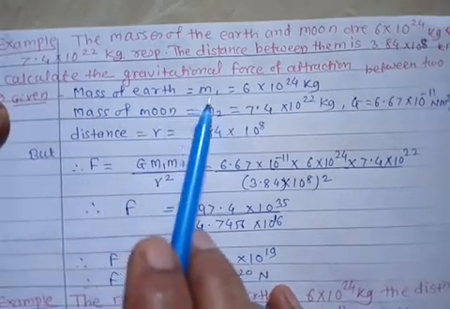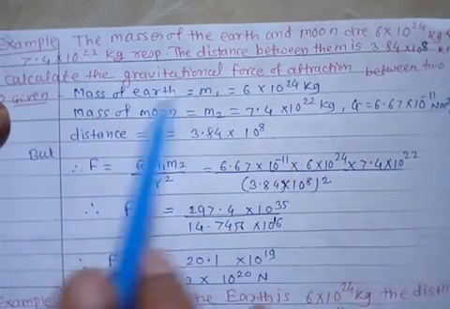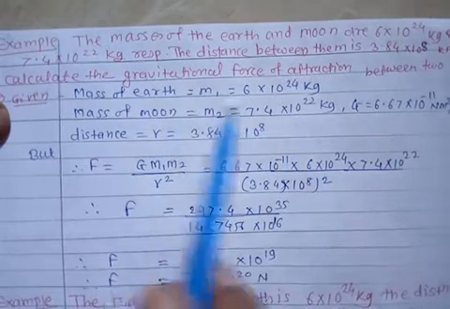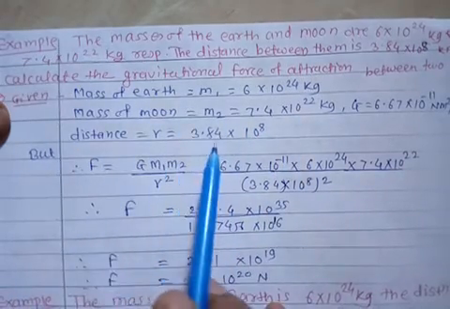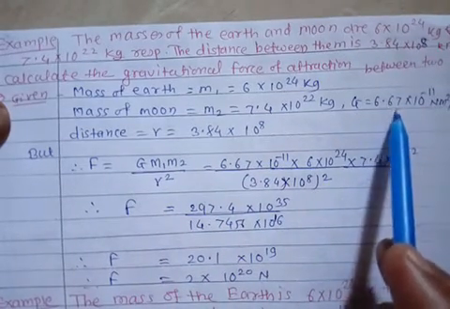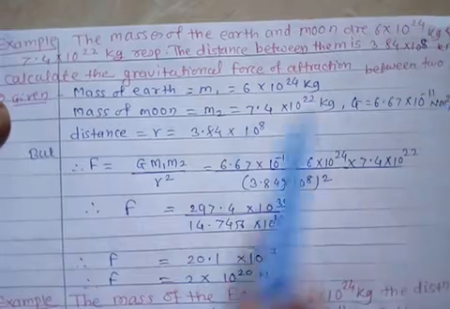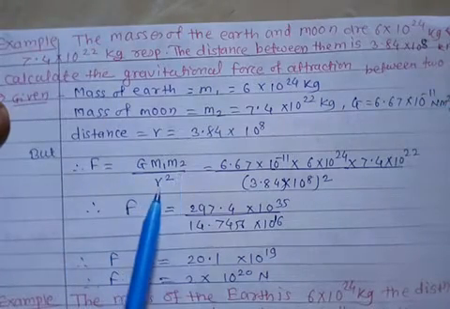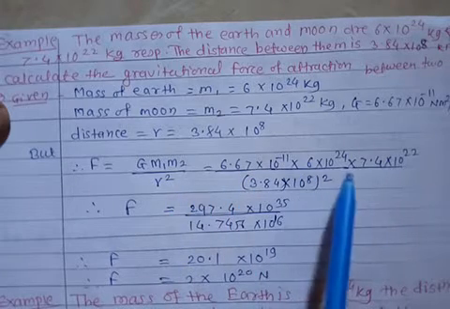The mass of earth m1 is 6 into 10 raised to 24. Mass of moon m2 equals 7.4 into 10 raised to 22. And r equals 3.84 into 10 raised to 8, and G equals 6.67 into 10 raised to minus 11. Formula: F equals G m1 m2 divided by r square. Put the values here.